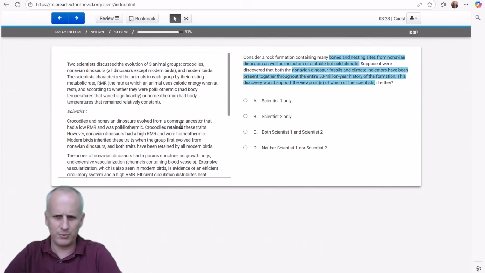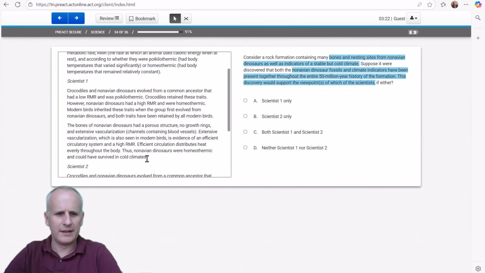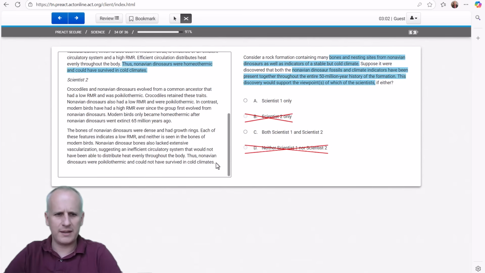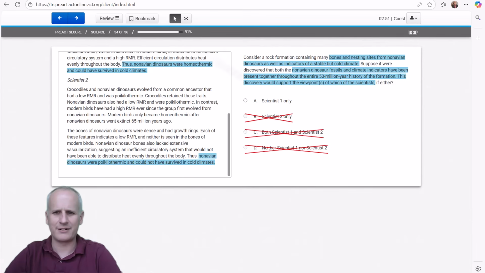So we know that it's got to be cold, and according to scientist one, non-avian dinosaurs were homeothermic and could have survived in cold climates. So that certainly supports scientist one. So goodbye neither, and goodbye scientist two only. So now we've got to go down to scientist one. Here at the end of scientist two, non-avian dinosaurs were poikilothermic and could not have survived in cold climates. So it does not support scientist two. So we can select our correct answer of choice A and move on to the next problem.